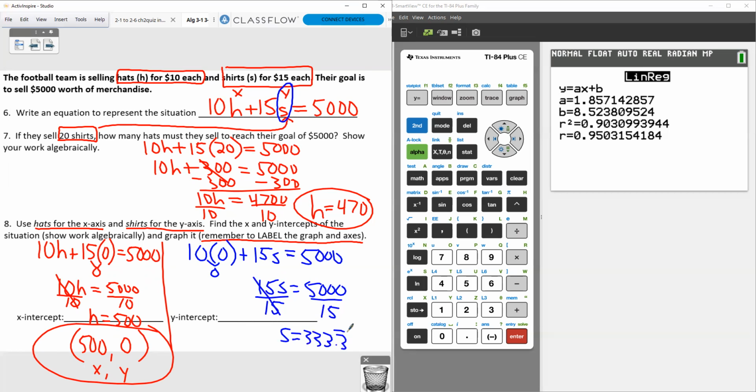333.3 repeating. Now, again, that is not your answer. For our y-intercept, we have to write it as a point. All points are written x, comma, y. Our x value was a 0. Our y value is this 333.3 repeating. Don't round it, just leave it how it is, whatever number that you get. So this is our y-intercept. That's the correct answer. Now we need to go and graph these.